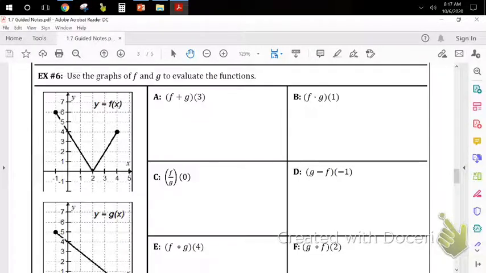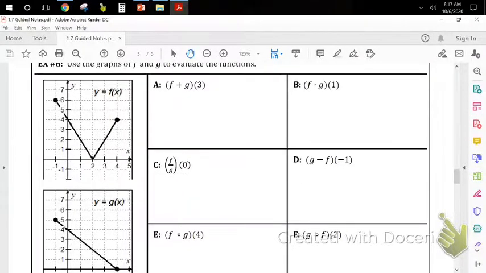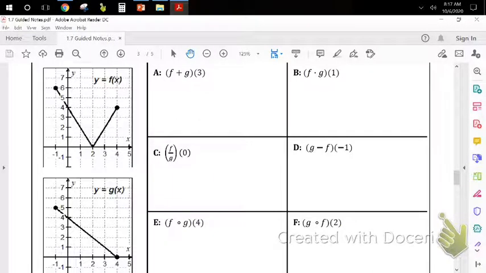So lesson 1.7 continued. Remember, we're talking about the combination of functions. And so we're starting at example 6 here, and it says use the graphs of f and g to evaluate the functions. And so I'm going to scoot this up so I can see both of my graphs. Notice f of x is the graph that's on top, g of x is the graph that's on bottom.